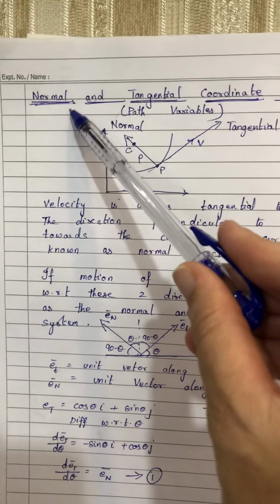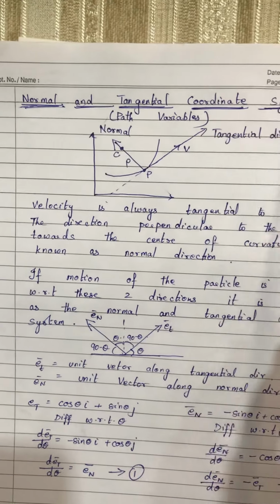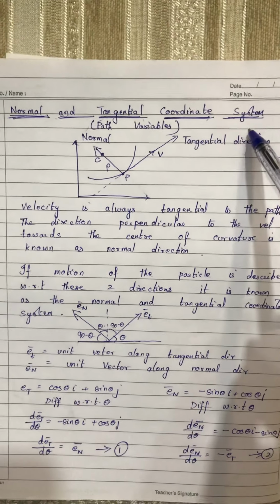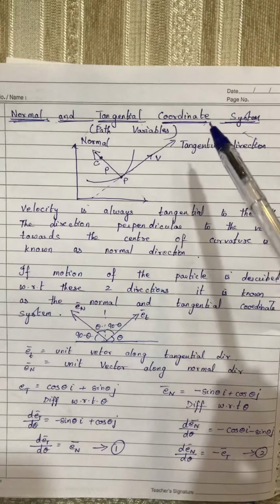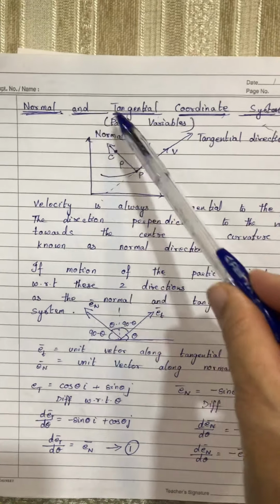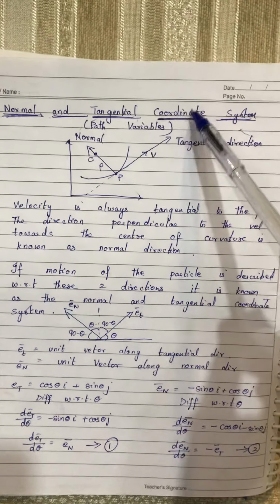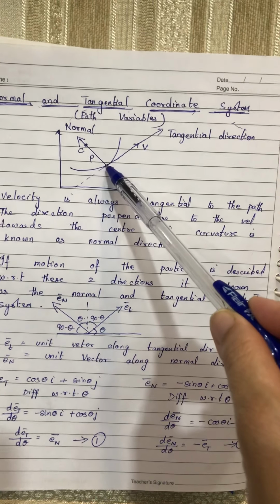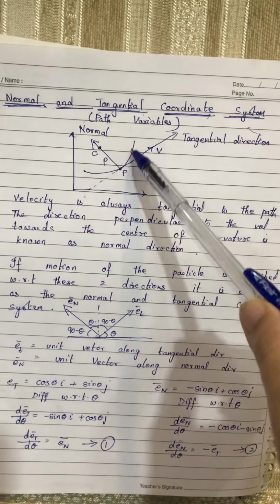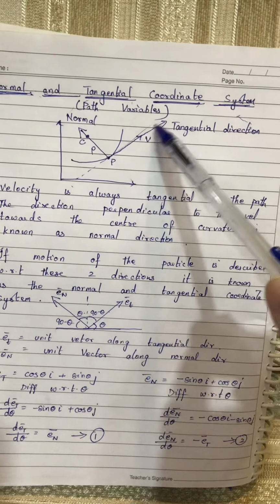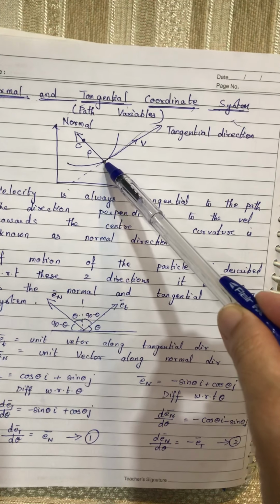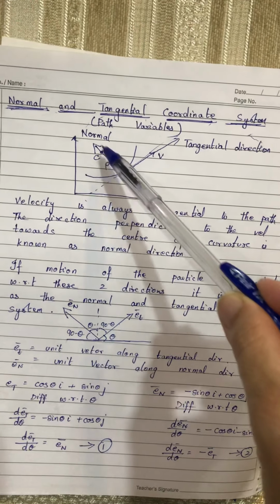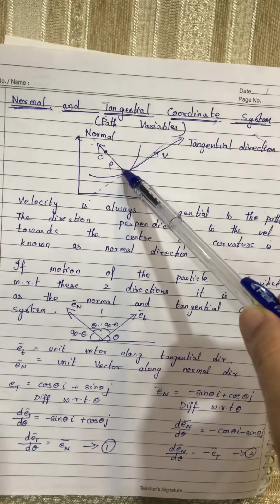Okay, so we begin with the next type of coordinate system, that is the normal and the tangential coordinate system. Yesterday we had done the rectangular coordinate system. This is the second type, that is the normal and tangential coordinate system. So if I have a particle which is at P on this curved path, velocity is always tangential to the path. So this is the tangential direction and this is the normal direction.